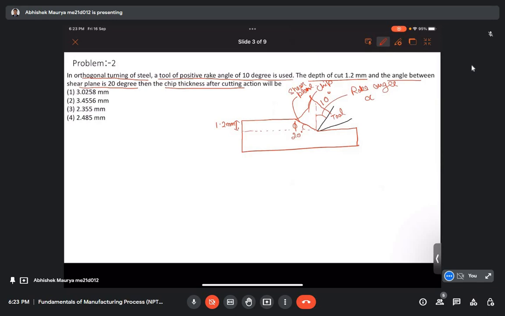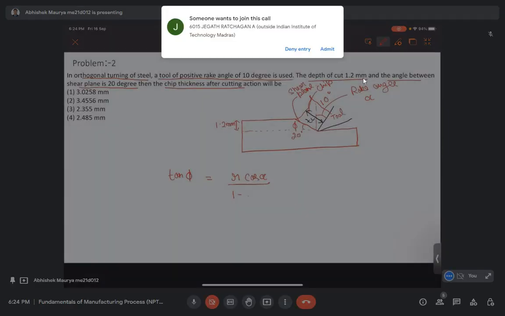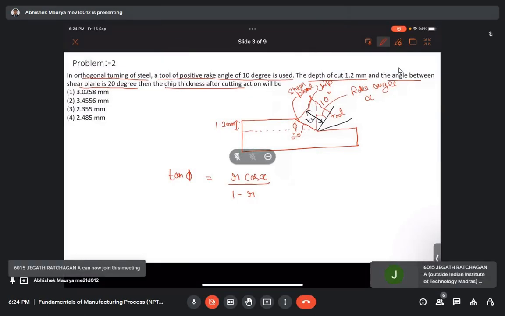And what has been asked? We are being asked, what is the thickness of the chip after cutting action? So after cutting, chip thickness will be this, tc. And we have to find out this thickness. If you can recall the lecture, then there was a relation which was given like that, tan phi is equals to r cos alpha divided by 1 minus r sin alpha.